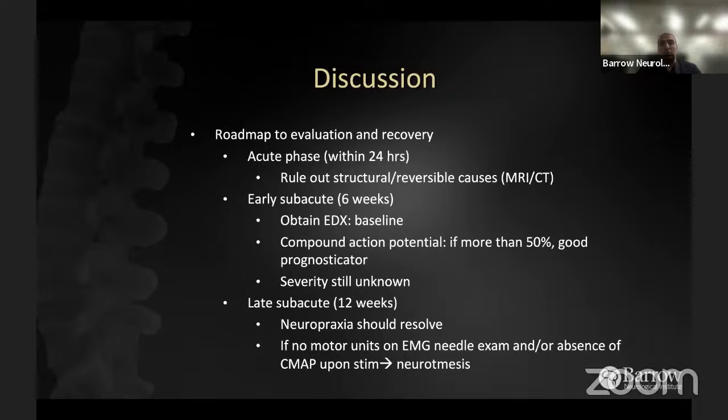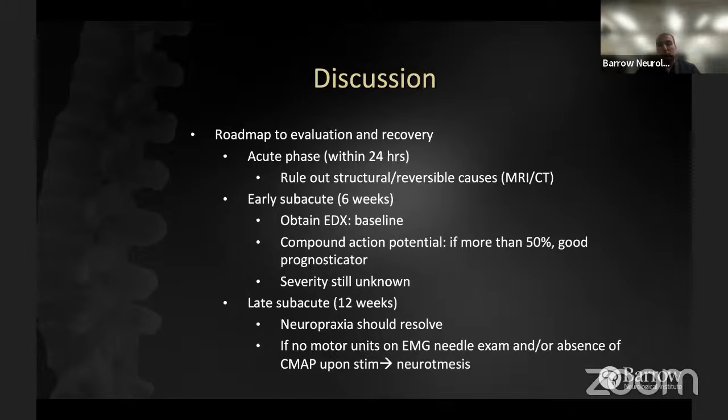In the early subacute phase, that's 6 weeks, that's the first time that the electrodiagnostics, EMG and nerve conduction studies, are obtained. This serves as a baseline. It does not give you much information about the severity of the injury. And the most important prognosticator at this stage is the compound action potentials: if there are more than 50%, it's a good prognosticator. If less, not so much.